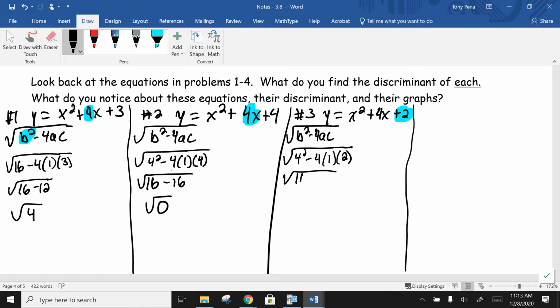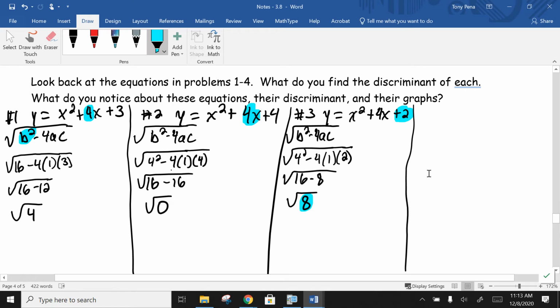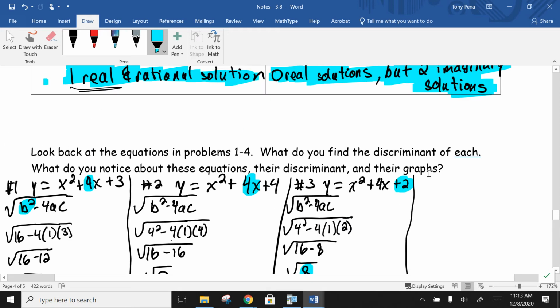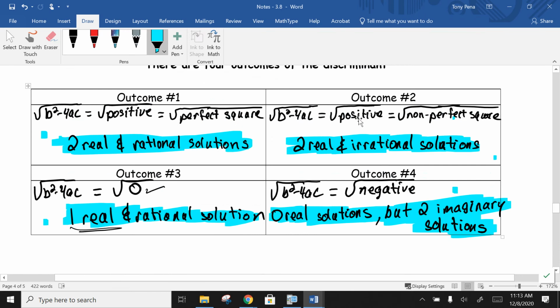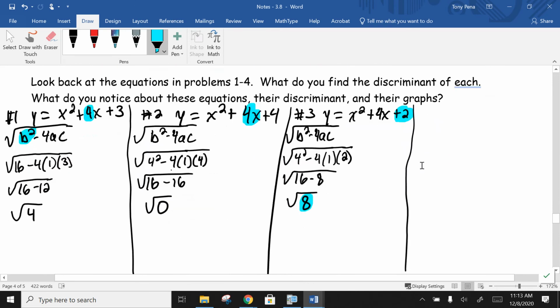Simplify that. We get 16 minus an 8. So notice, we do get a positive number underneath here. So this is a positive 8. But if we go to what we wrote down in our table, if I get a positive number, but it's not a nice perfect square, then we get 2 real numbers, but they're irrational. And if we went back to number 3, that's definitely what we got, because we got a positive number, but it was irrational.